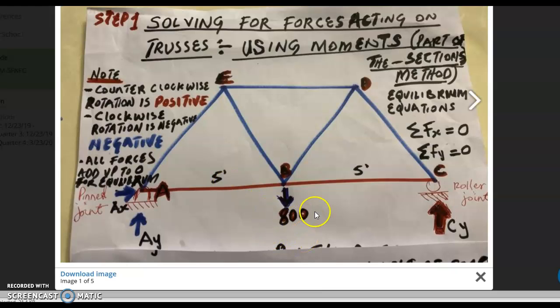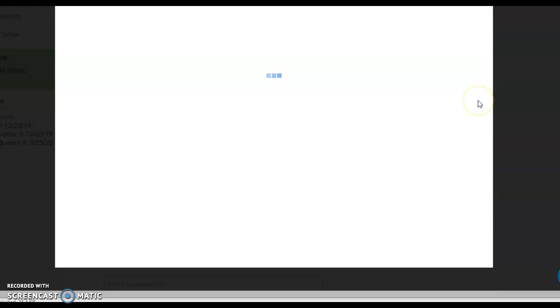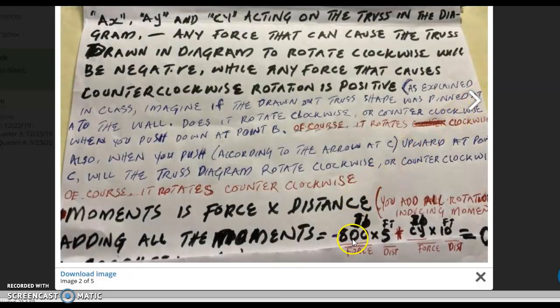And then that's going to be creating clockwise, so it's going to be negative. So you add that to this unknown, which is going to be multiplied by 5 plus 5 because you're calculating the distance from this point. That's going to be unknown, which is cy times 10, and that's going to be positive because it's making the trusses turn anti-clockwise. So you add 4,000 negative, and then cy times 10 positive, which is 10 cy, right?